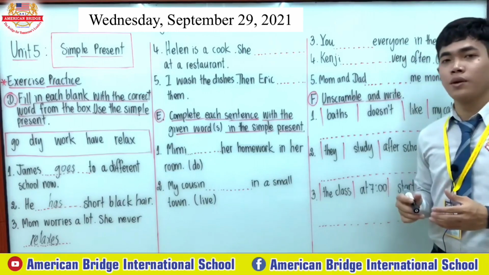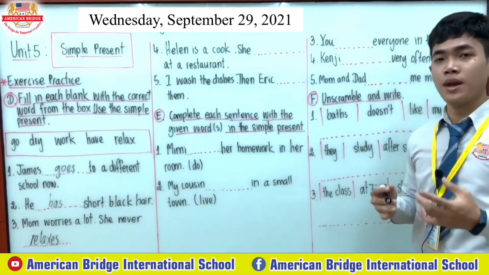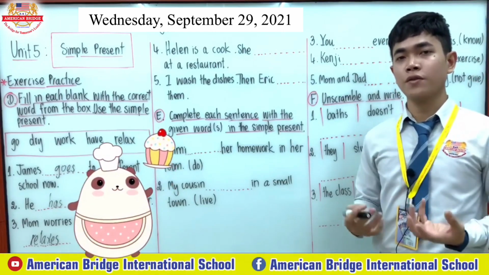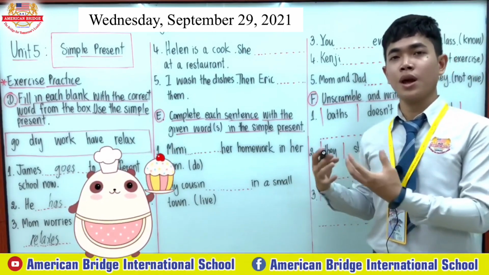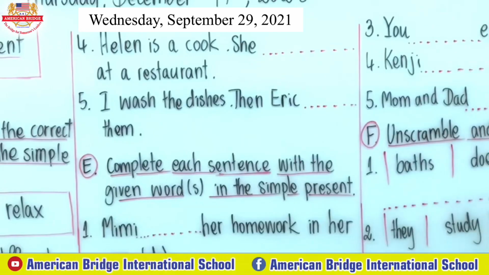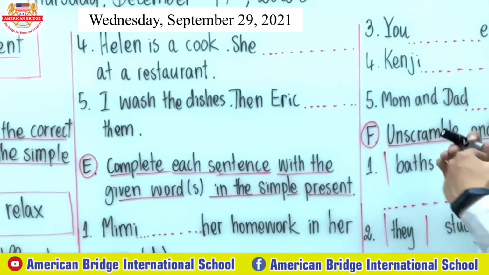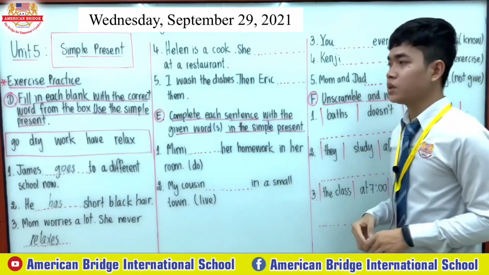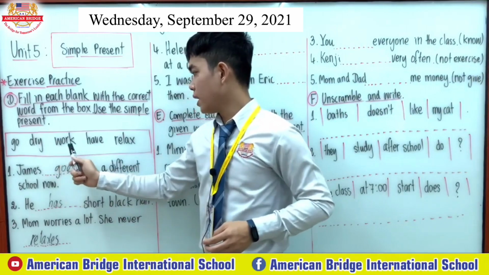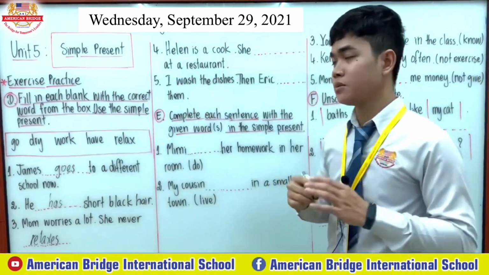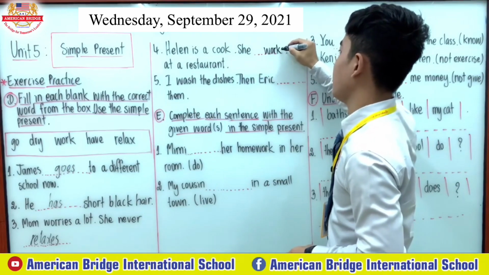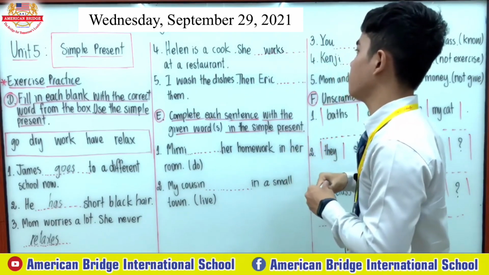Number four, Helen is a cook. What is cook, everyone? Cook is not a verb here. Cook is a noun. It refers to a chef, the person who cooks in the kitchen or any restaurant, right? Okay, so Helen is a cook. She at a restaurant. Which word, everyone? We still have two more words, drive and work. So it must be the word works. You need to add s. It is a common verb.